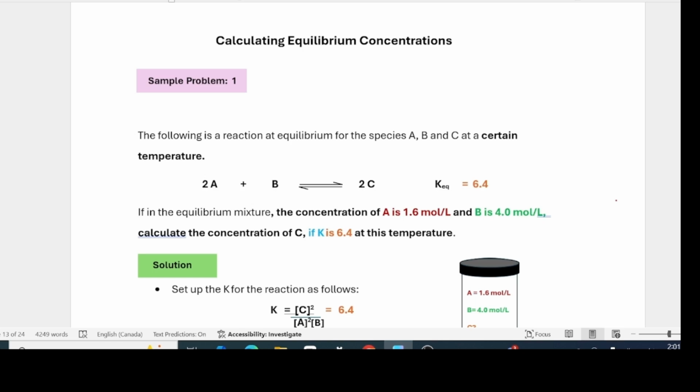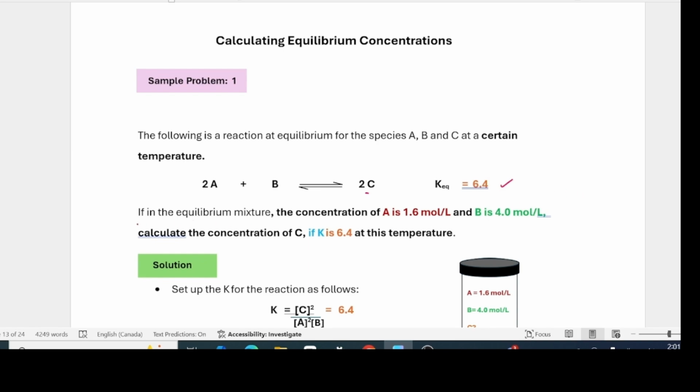We will now be learning how to calculate the concentrations of reactants and products when equilibria are attained in chemical reactions. We will first look at a problem for an imaginary reaction in which A is reacting with B to give you product C, and at a certain temperature, this reaction has an equilibrium constant of 6.4.